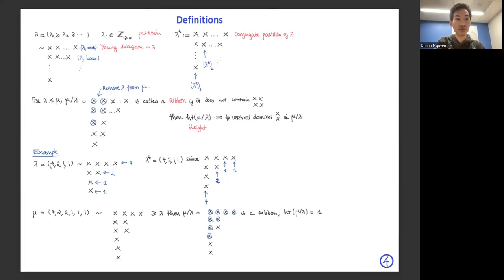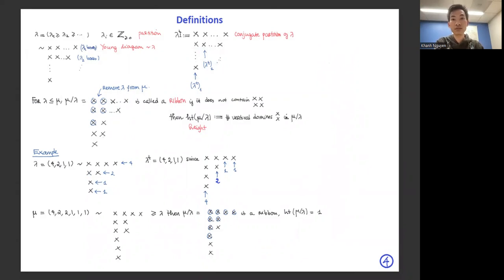So for example, when I consider lambda equal to (4, 2, 1, 1), I can draw the Young diagram associated to lambda by this picture. You see, in the first row I put 4 boxes because lambda 1 equals 4, and in the second row I put 2 boxes because lambda 2 equals 2, and so on. For the third and the last row, I put 1 box.